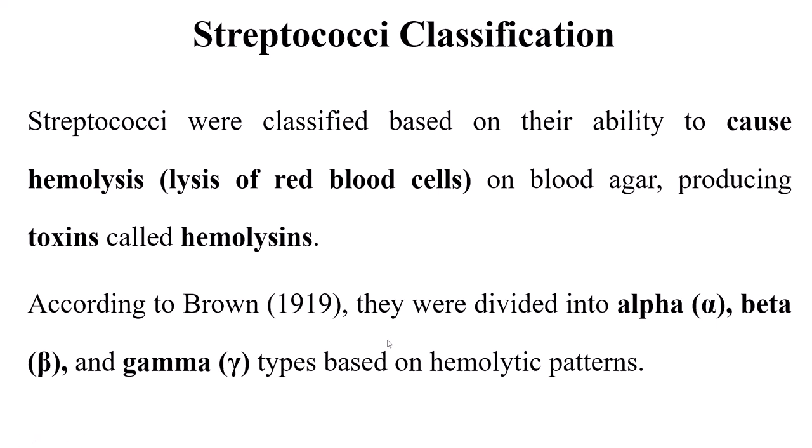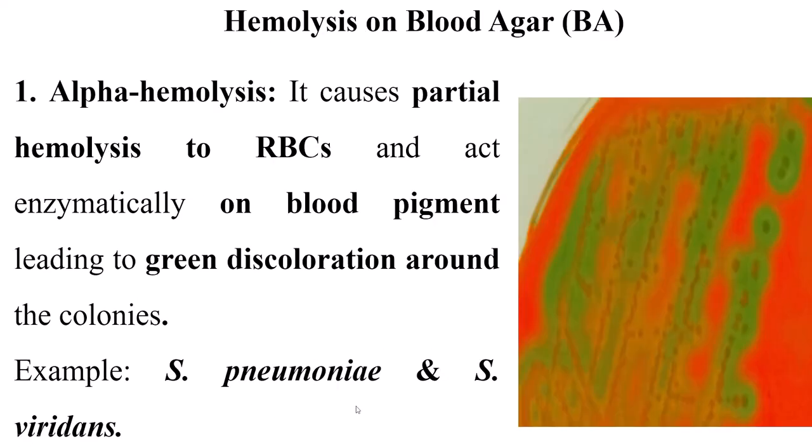According to the type of hemolysis, there is alpha, beta, and gamma, and each of them has a specific characteristic you will see later. You have hemolysis on blood agar.